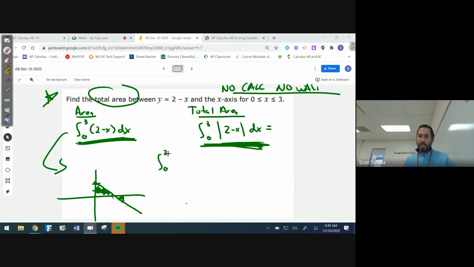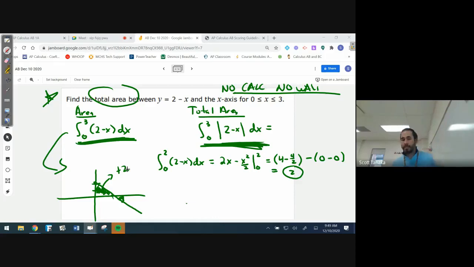We've got to do it from 0 to 2. That's going to give me a positive answer. Let's do it. The antiderivative of 2 is 2x. The antiderivative of negative x is negative x squared over 2. And I'm going to evaluate that from 0 to 2. You always plug the top guy in first, which gives me 4 minus 4 over 2. Minus 0 minus 0. So this gives me an answer of 2. So this area right here is plus 2. Give me a thumbs up if we're okay with that, please. Right? Very good. Okay, so that area is a positive 2.